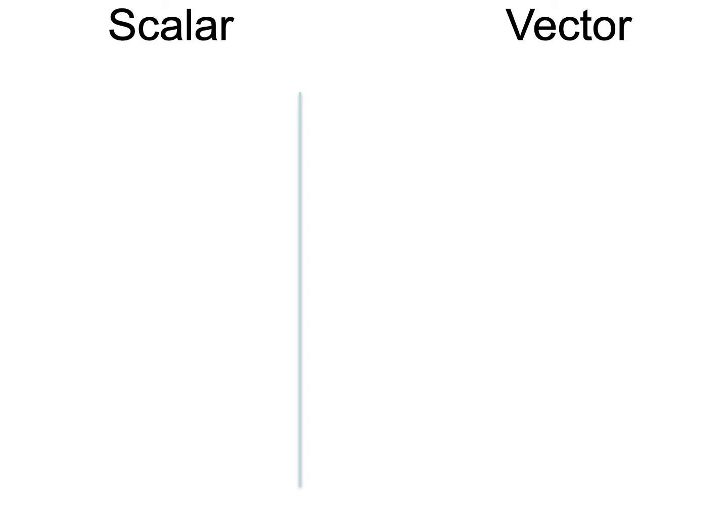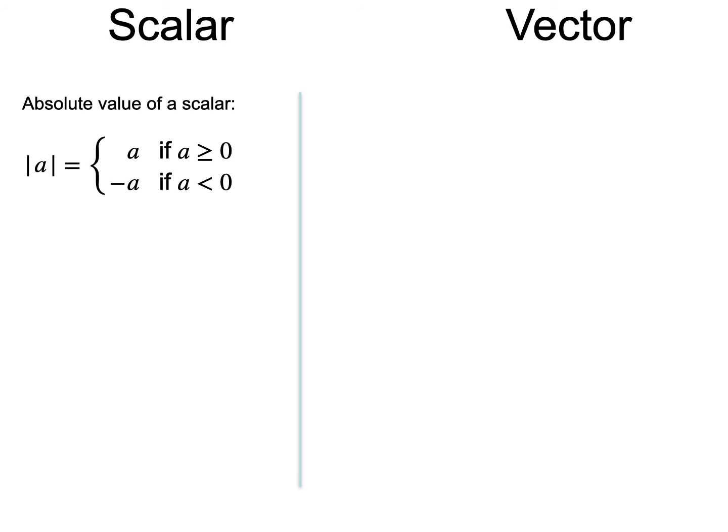The absolute value of a quantity is symbolized in equations by placing the quantity between vertical bars. If the quantity is a scalar, the absolute value essentially removes the sign of the scalar. A negative scalar value becomes positive, and a positive scalar value does not change. For example, the absolute value of minus 2 meters per second is 2 meters per second.